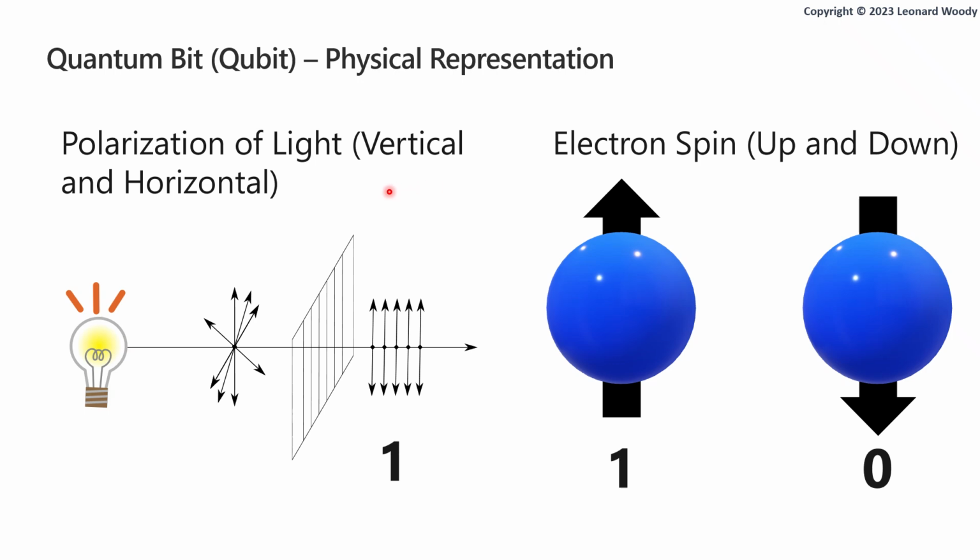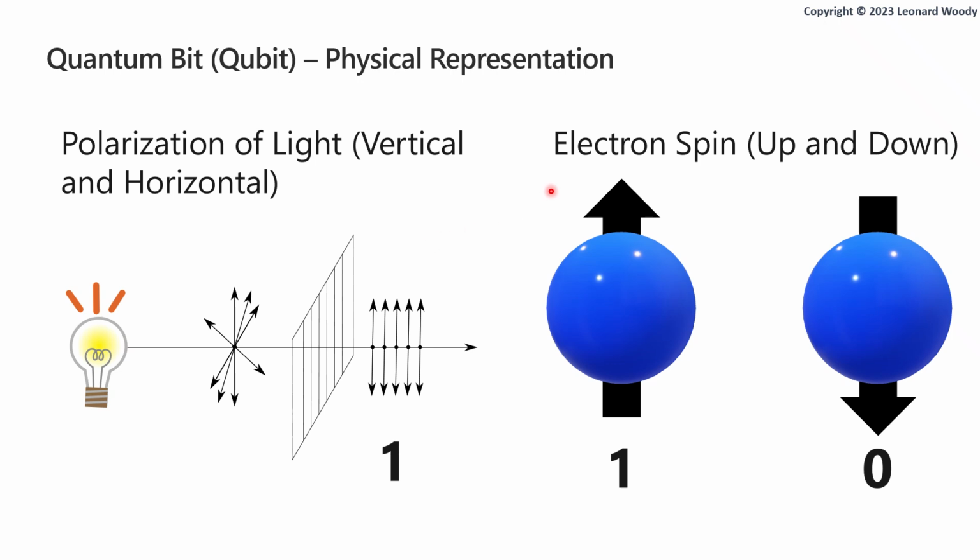One could be the polarization of light. We could say that vertically polarized light would be a 1, and horizontally polarized light would be a 0. You have sunglasses that have polarizers on them, and we could actually use those to create qubits.